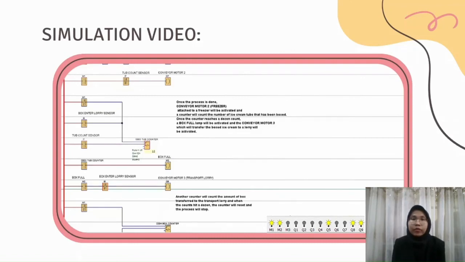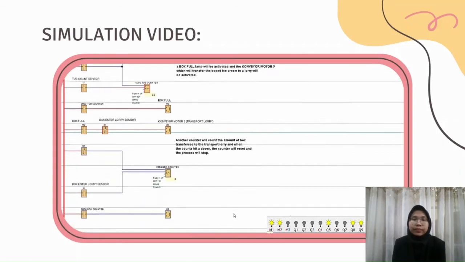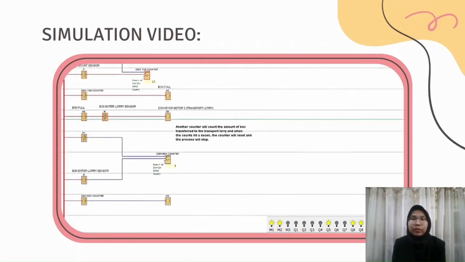And then conveyor motor 3 will turn on, which will move the box into the lorry. And each lorry will have 12 boxes of ice cream. And then the box into lorry sensor will detect when there is a 12 box in the lorry. As we can see, it will detect every boxes that has been moved into the lorry. It will count until 12. When it reaches 12, all of the processes will stop.